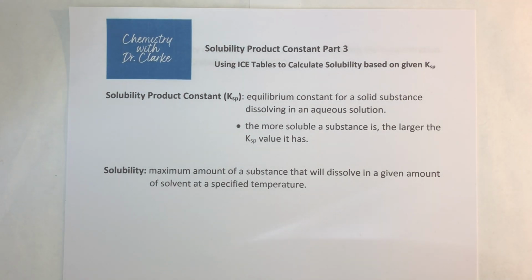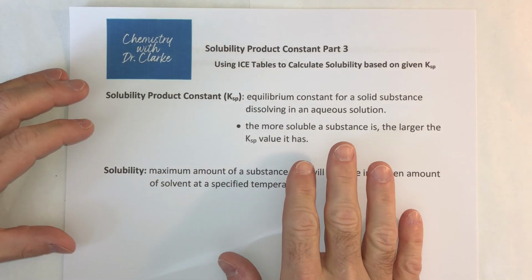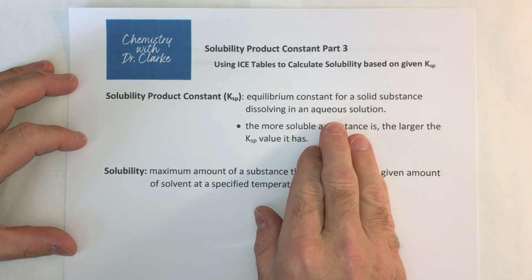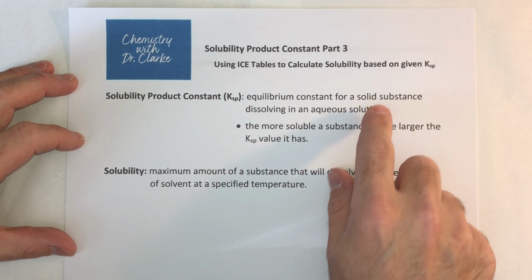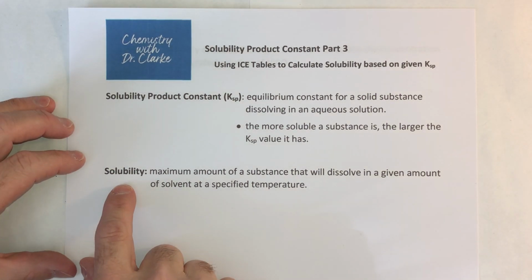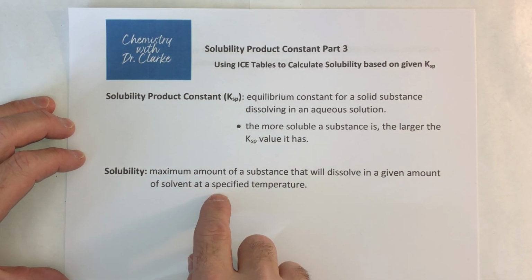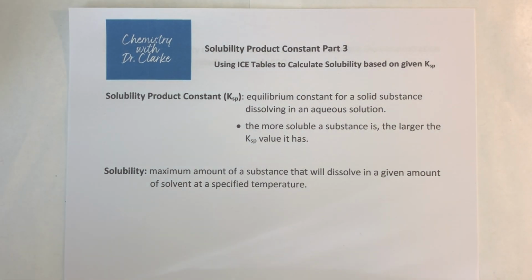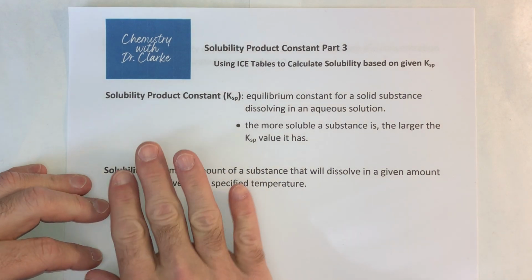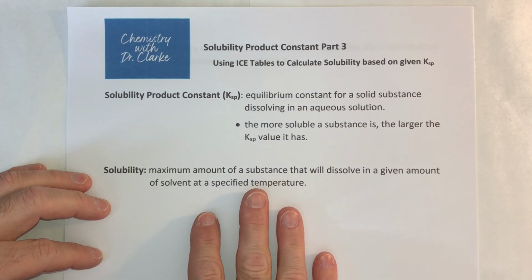In these problems, what we want to be able to do is calculate either the solubility or the value of the solubility product constant. I have both defined here. Our solubility product constant is just an equilibrium constant for that solid substance attempting to dissolve in water. The solubility of the substance is the maximum amount that can be dissolved in water. The solubility here is going to be extremely low, because these compounds really do not like to dissolve in water.